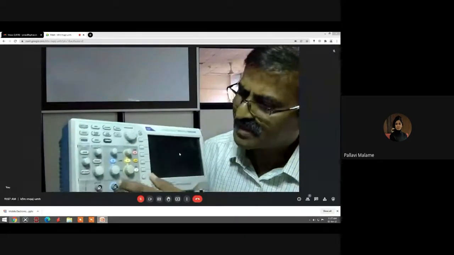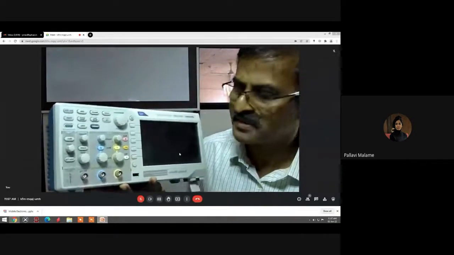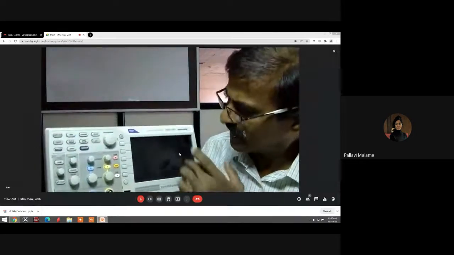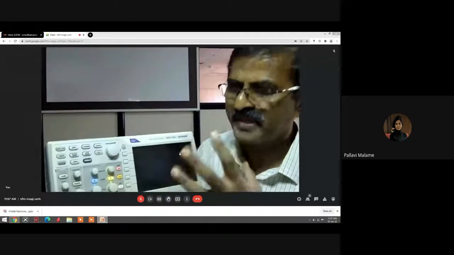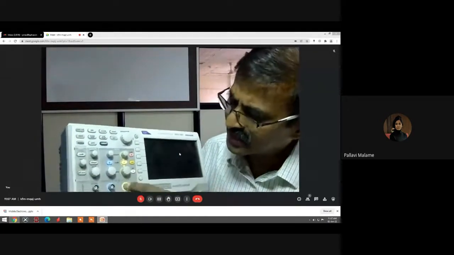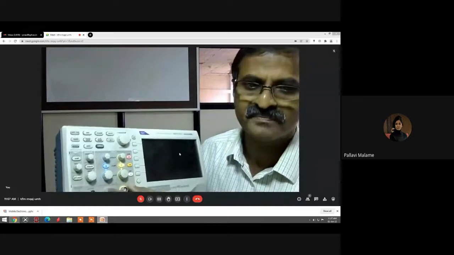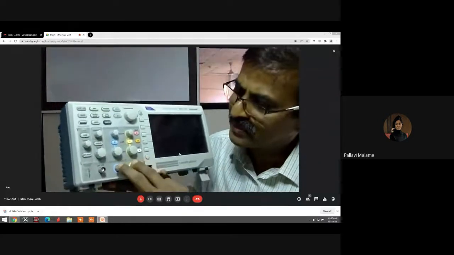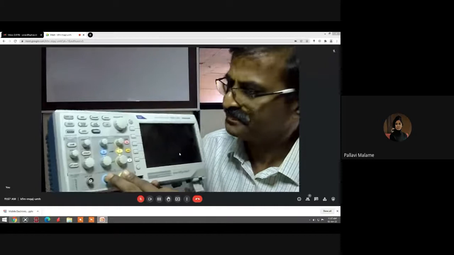There are, you can see, inputs, what we call channels. So if you want to display any waveform, whatever the nature of the signal you would like to see, that signal we give as an input to these channels. Right now, this oscilloscope is a 2-input oscilloscope.